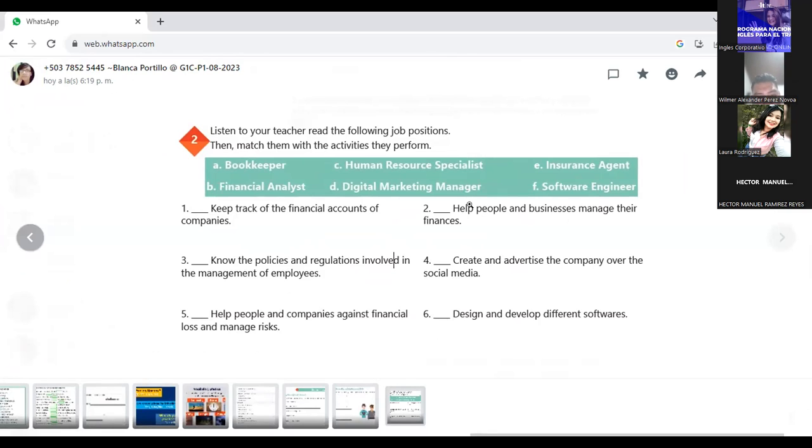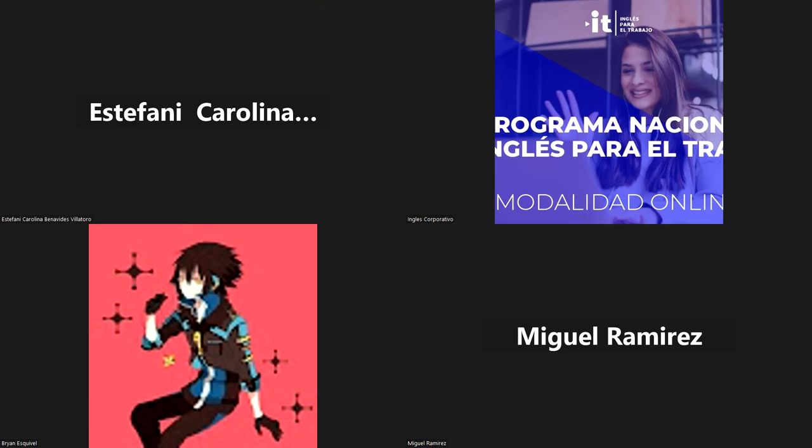Si gusta, podemos empezar a discutir cuáles nosotros consideramos. Seguro, pero no. I don't know. Letter B or letter E? I don't know.